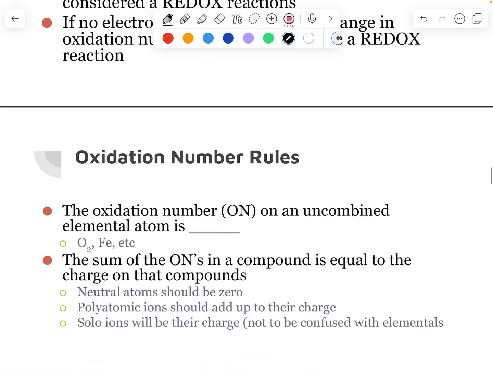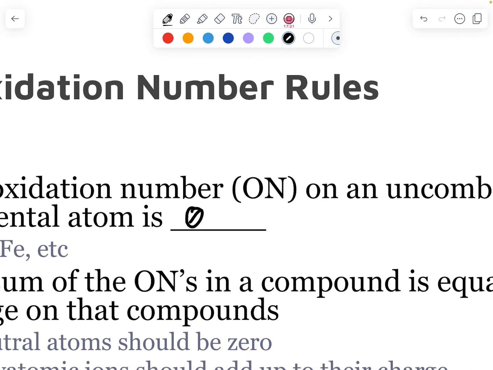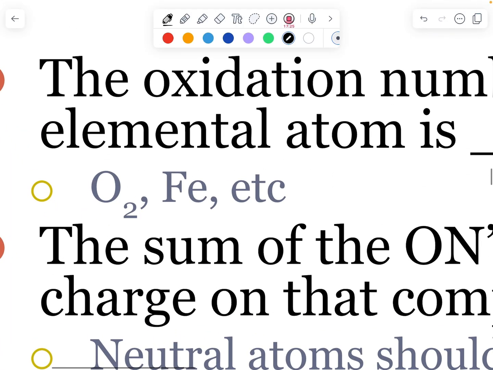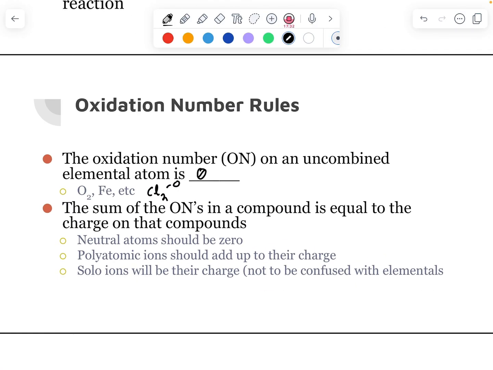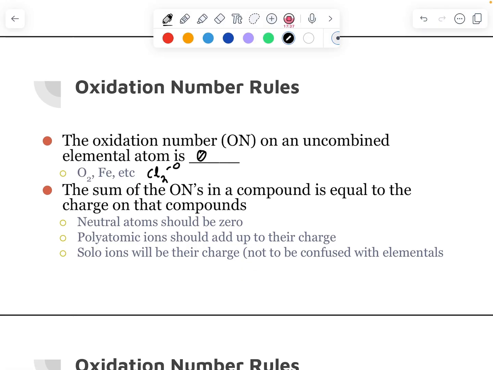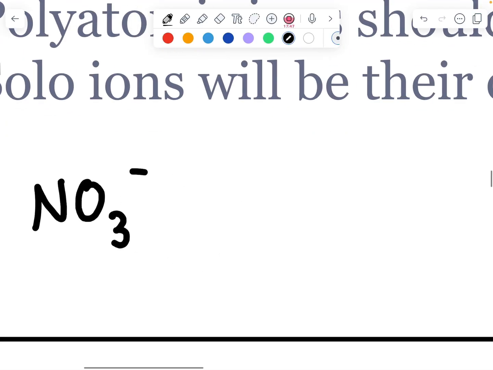So an oxidation number on an uncombined elemental atom is 0. So O2, iron, anytime, like Cl2, any diatomic, it's still going to be 0 because that's how it's naturally found in nature. And then the sum of the oxidation numbers in a compound is equal to the charge on that compound. So like polyatomic ions, like our nitrate, NO3 negative, our oxidation numbers will sum to -1 because we have this negative here.